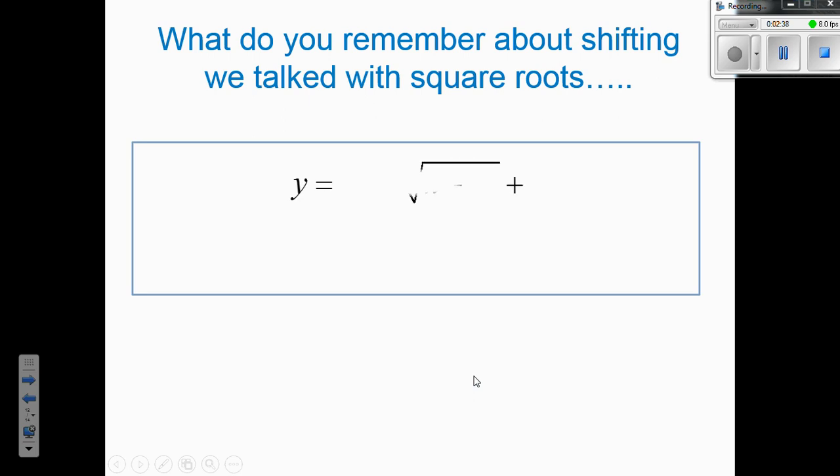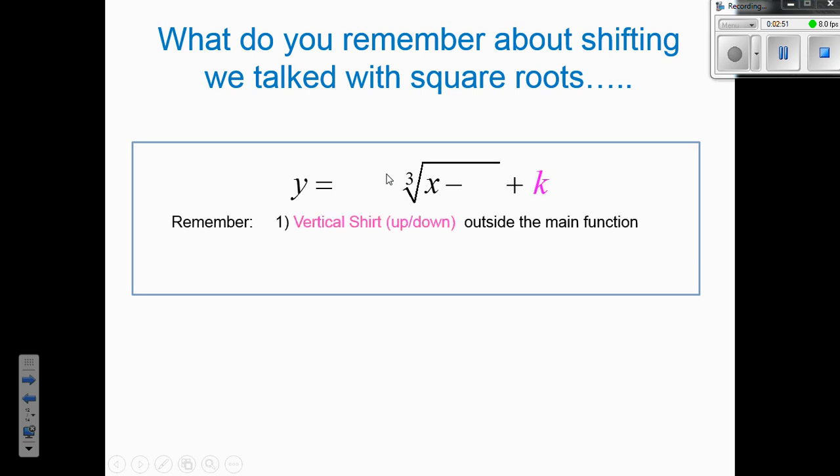Well, the same idea happens with cube roots. Cube roots can be shifted as well. Just because I changed the index doesn't mean the rules change. If I added a k, my graph would vertically shift that k units either up or down.